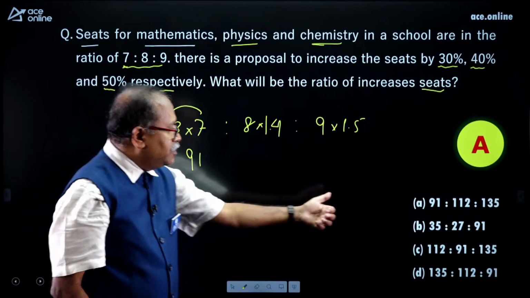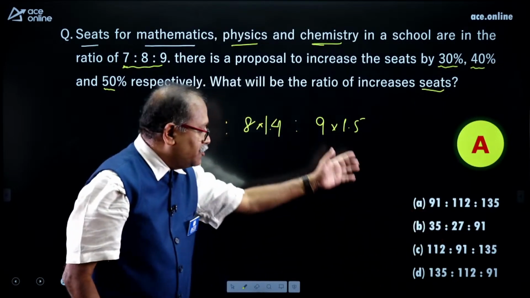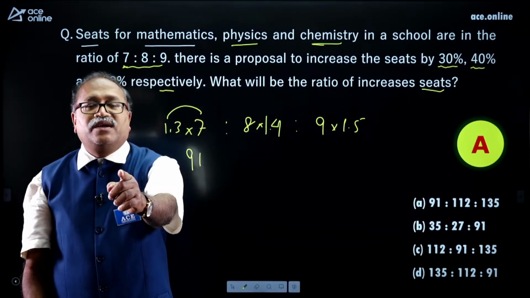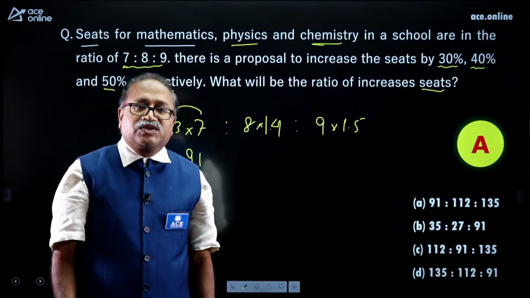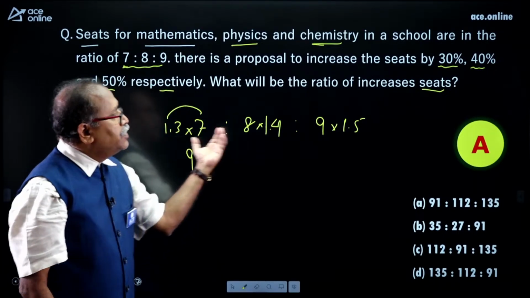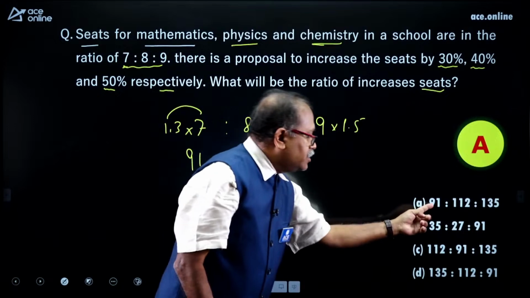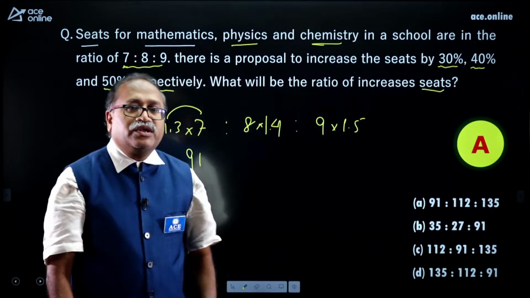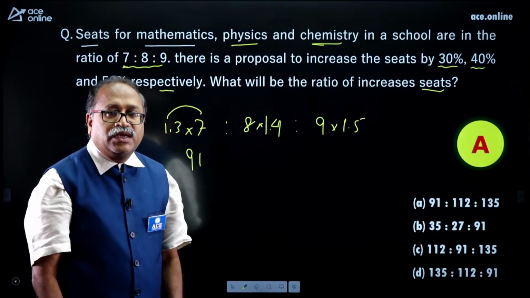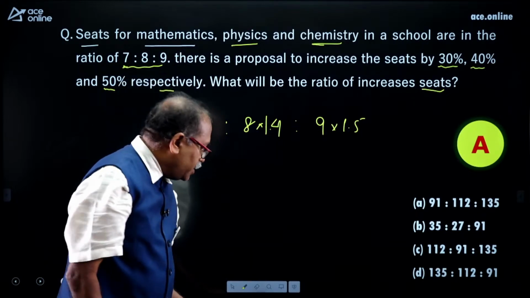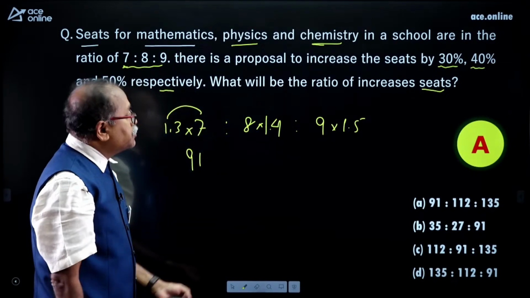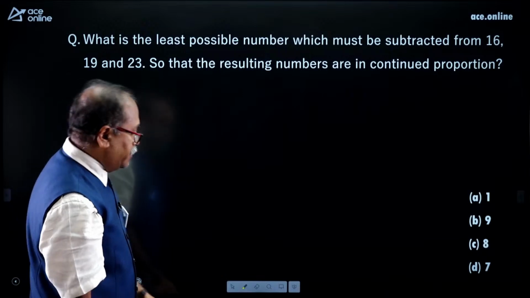The moment Pawan noticed 91, with only one option, he stopped there and said option choice A. That's the smart way of looking at it. So I will not check the rest, as with 91 starting, there is only one option. If none of these were there, I would go for the next part. Fine, my dear friends. Moving on to the next question.